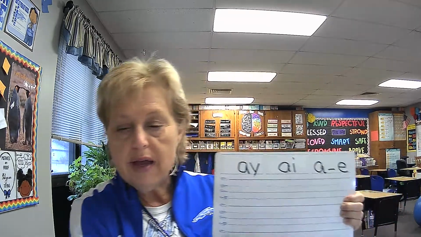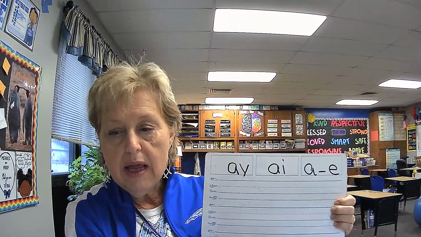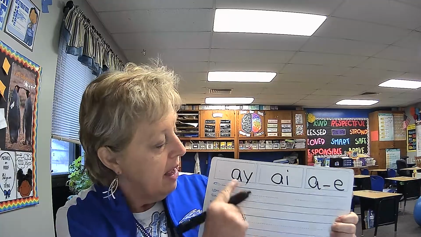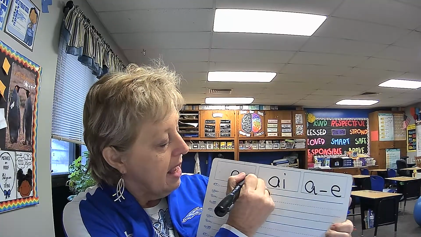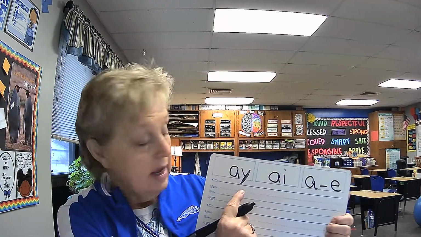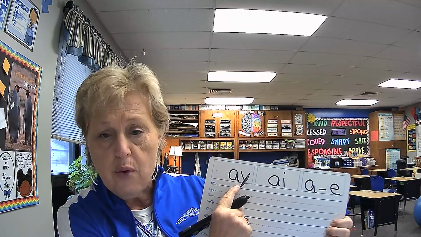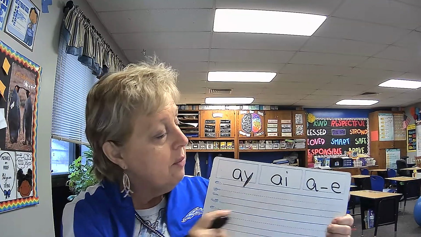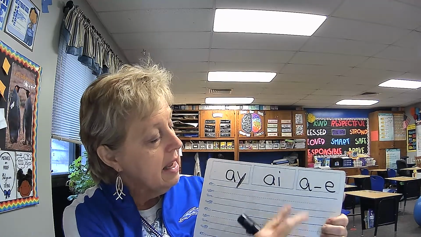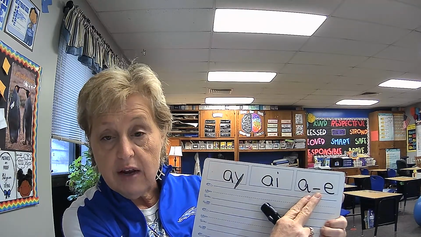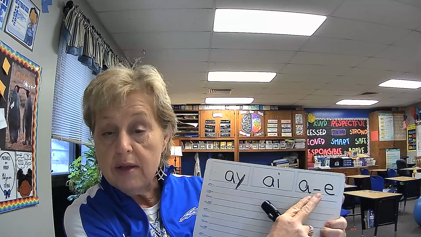Now, boys and girls, go ahead and write the AI, AY, and A consonant E up at the top of your slide. I want to remind you that when you have a long sound of A at the end of the word or end of a syllable, it's usually spelled AY. You don't have AY in the middle of the word. So what we have to focus on today is if we're using AI or A consonant E for that long A sound that you hear in the middle of a word.